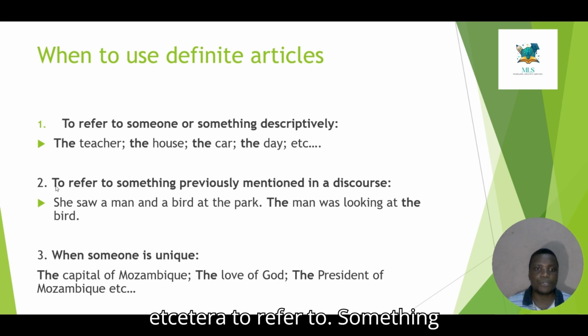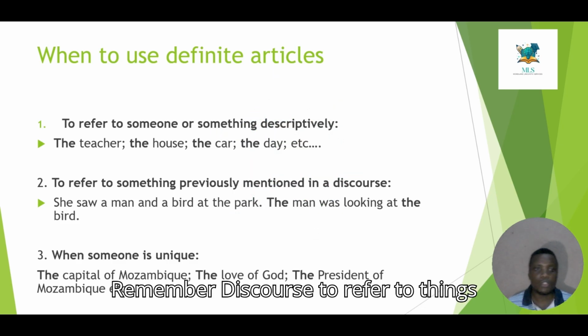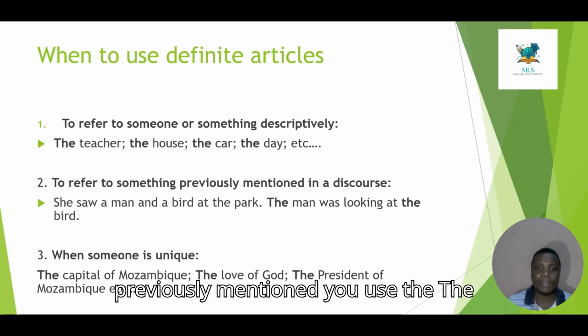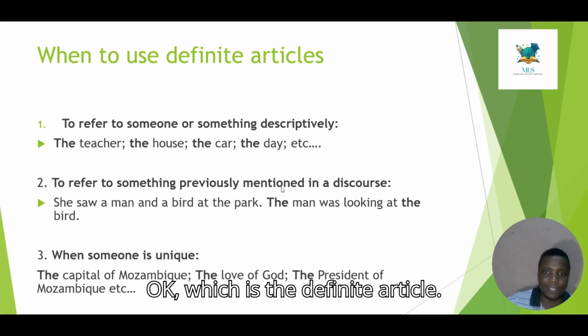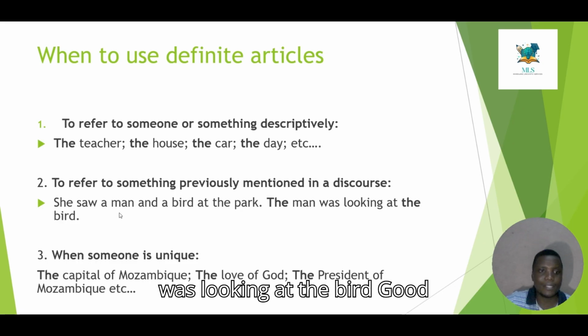To refer to something previously mentioned in a discourse. Remember discourse. To refer to things previously mentioned, you use the, okay, which is the definite article. She saw a man and a bird at a park. The man was looking at the bird.